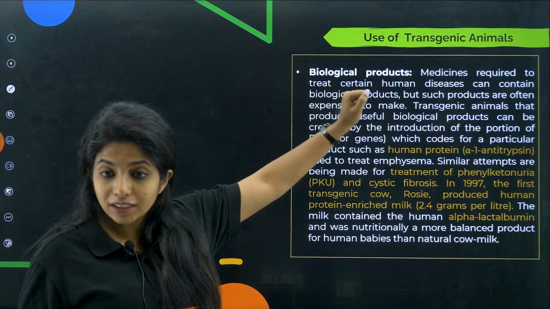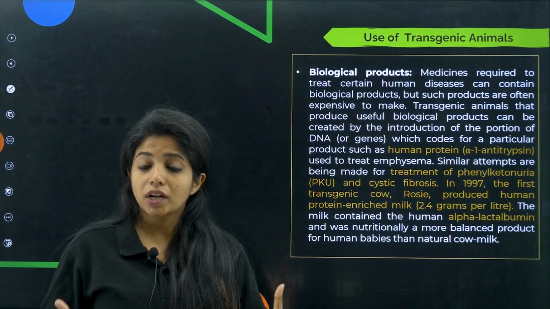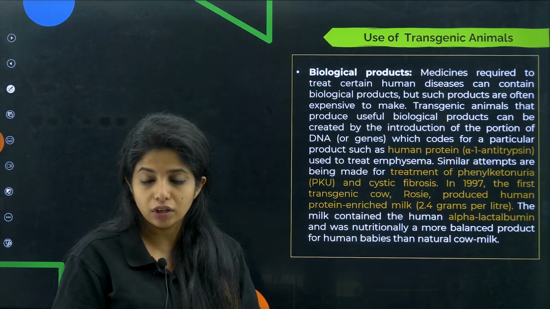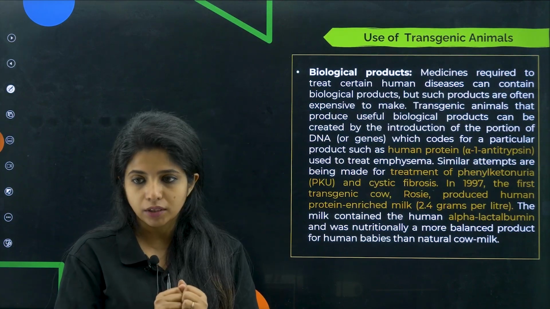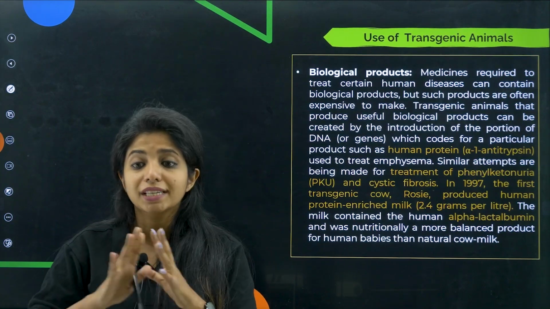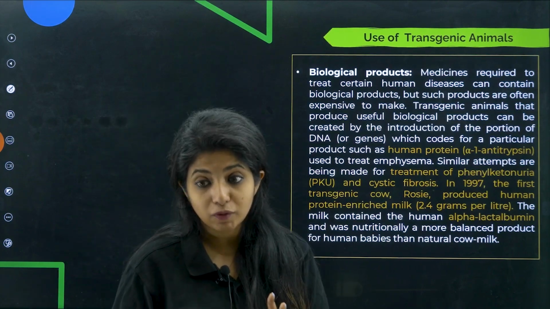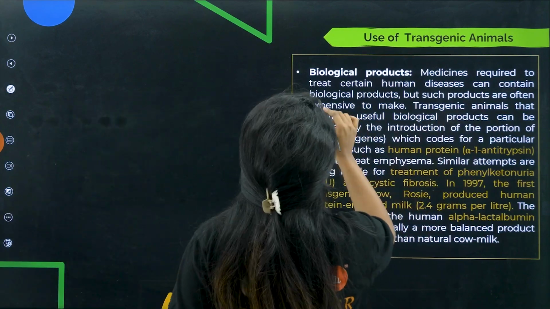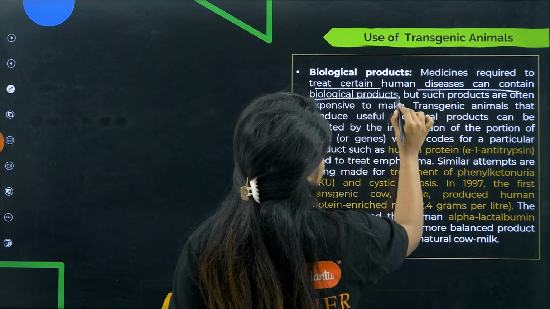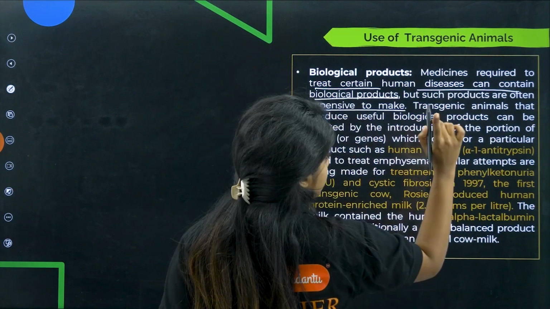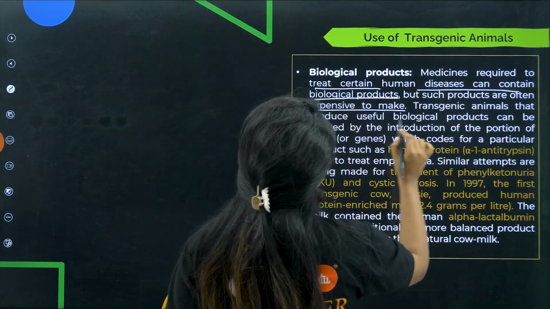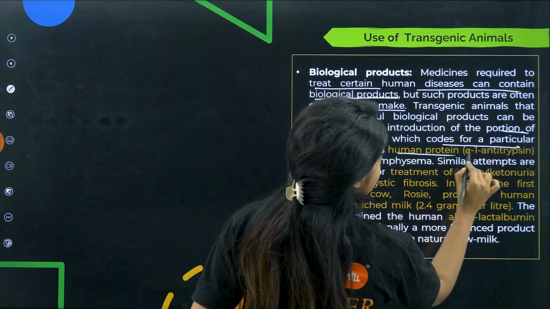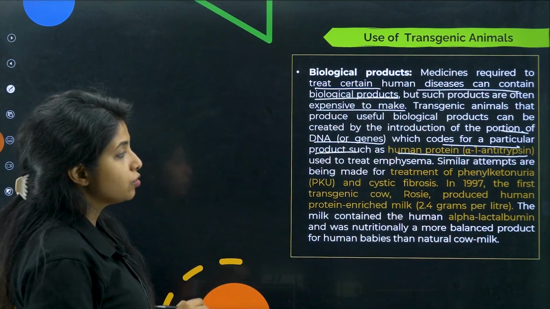So we are making use of these models for basically bringing out the products that we need, and probably it is not going to hamper their development as well, because we are just putting a gene in their body and that gene is producing some product and we are taking that product from them. So it's not always killing that is involved, which is why I am telling you. This is something interesting. Let's read it once. Medicines required to treat certain human diseases can contain biological products, but such products are often expensive to make. Transgenic animals that produce useful biological products can be created by the introduction of the portion of the DNA which codes for a particular product, such as human protein alpha antitrypsin used to treat emphysema.